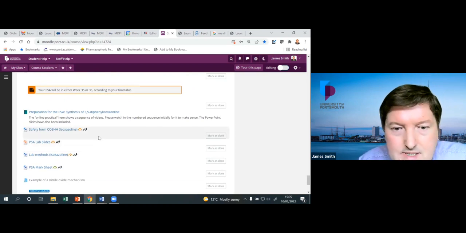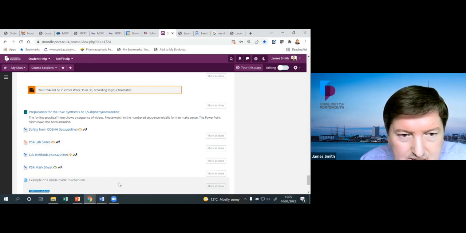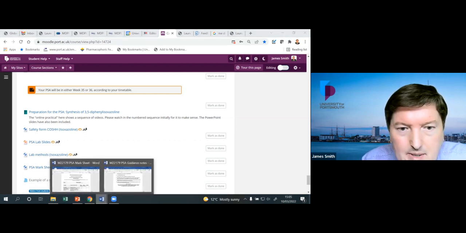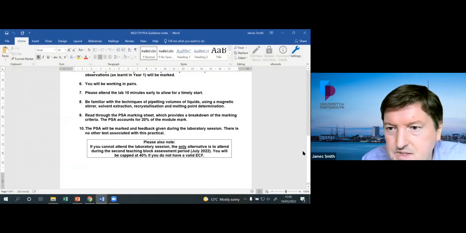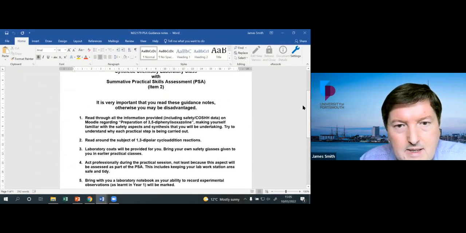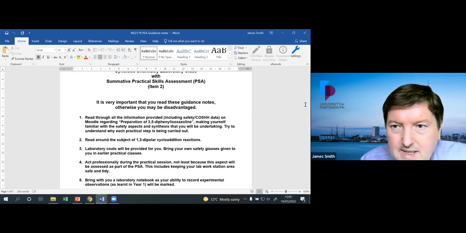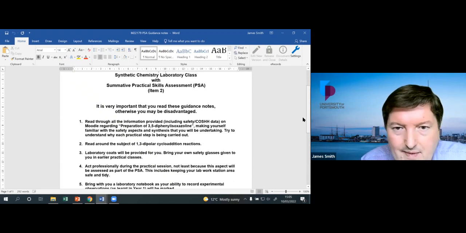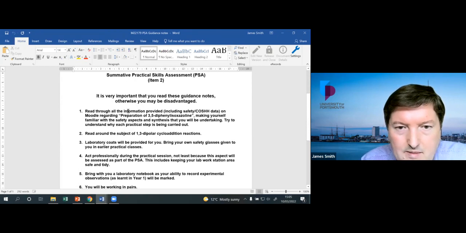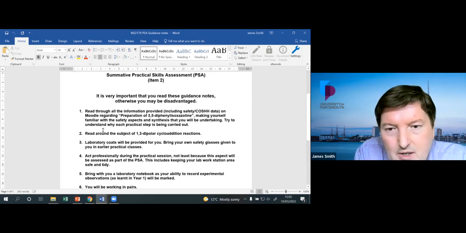Right, so let's now go on to the guidance notes. Hopefully you've seen them already; if not, have a good look through them. If you download those, you'll get to this document here. Basically, it's preparing you for the lab. Read through all the documentation I just showed you. Read around the subject of 1,3-dipolar cycloaddition reactions. We've done a lot in the lectures. I can't remember what lecture number it is now, but I would look through those lecture slides. That would be useful for you to do.